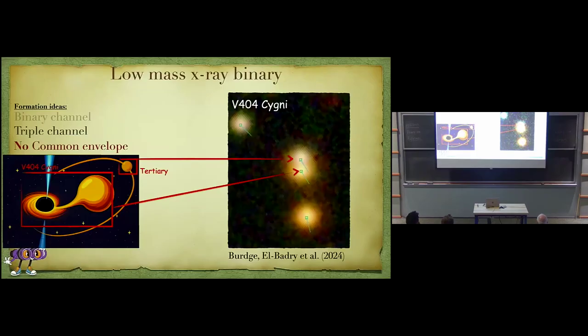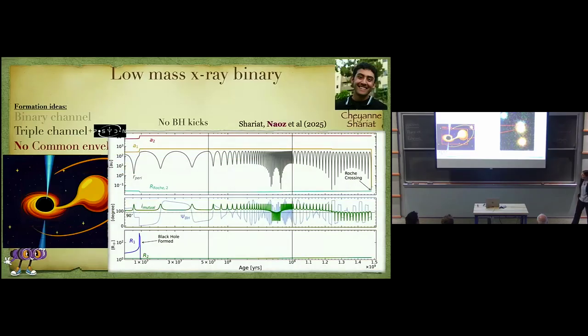And we can see it here. So then, together with Cheyenne Shariat, who's over there, he was an undergraduate at UCLA. Now he's a graduate student at Caltech. And with Karim and with Vicky, we revisited this idea, this time using Poseidon. The idea of using Poseidon means that we will be able to follow the post-main sequence stellar evolution of the massive star more accurately. And here, this is a plot from Cheyenne's paper.